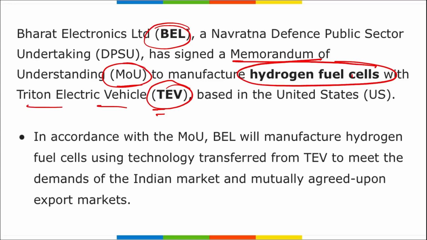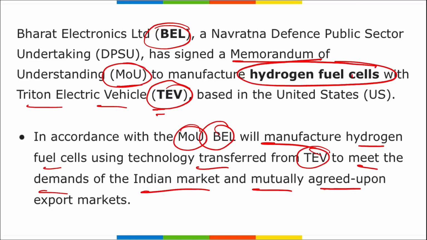Alright. The reason we are focusing more on this type of fuel, except petrol and diesel, is because we want to make a shift to these types of technology that are renewable, that do not pollute the environment, and we want them to be sustainable. That is the reason you are seeing that we are shifting from the fossil fuels to electric vehicles now. Alright, so in accordance with this MOU, BEL will manufacture hydrogen fuel cells using technology transferred from TEV to meet the demand of the Indian market and mutually agreed upon export markets.